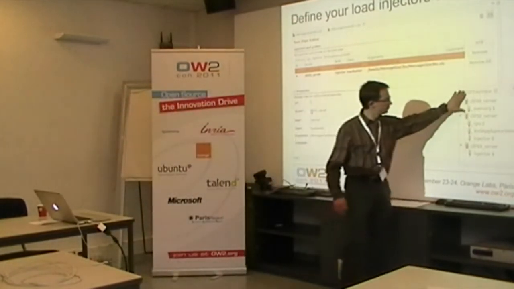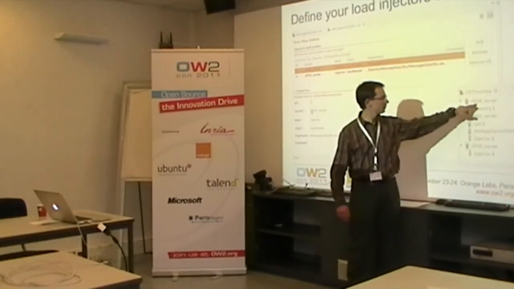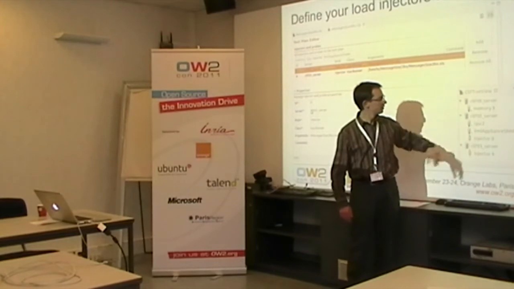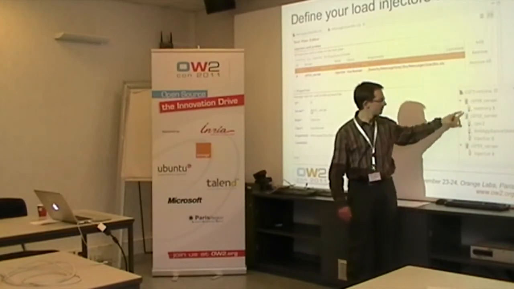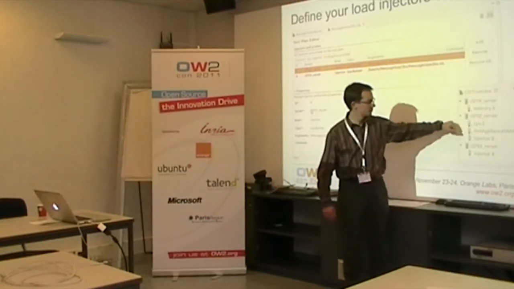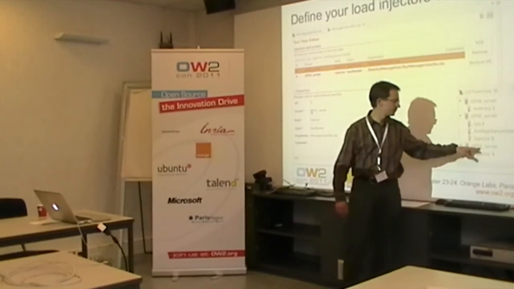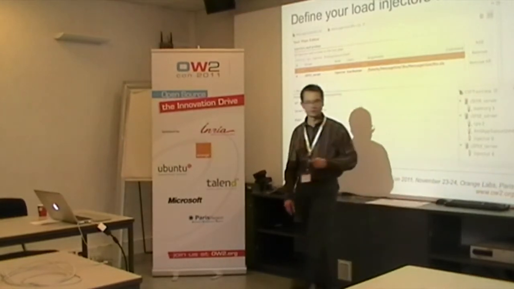Here you have a tree view of the deployment, so you can see that on the Eclipse server 01, you will deploy just a memory probe. On the 02, you will deploy the probe for the XML appliance and the CPU probe and the load injector. And on the Eclipse 03 server, there is just one injector.